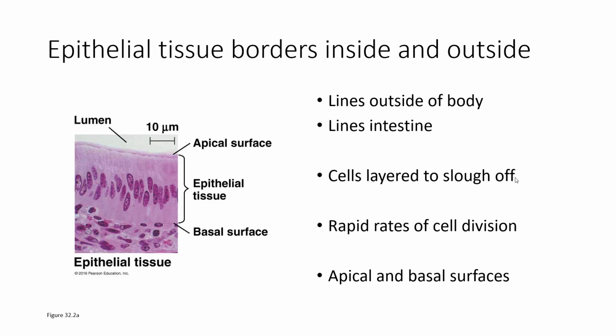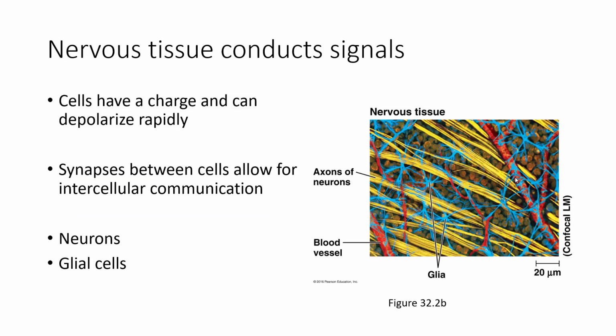Epithelial tissues have cells in layers, and these layers are often sloughing off and being released into the environment. There are rapid rates of cell division in epithelial tissues, and epithelial tissues have what are known as apical and basal surfaces. That's a distinct polarity where the apical surface is on the outside and the basal surface is on the inside of the organism.